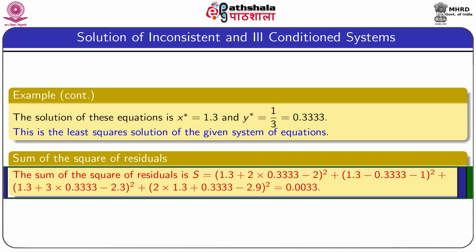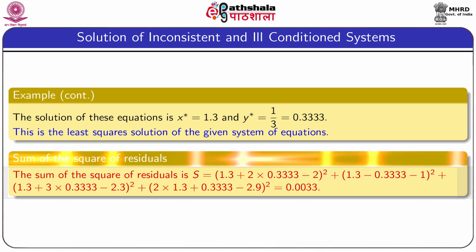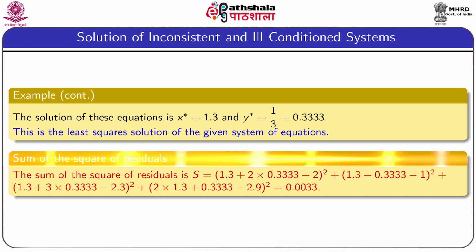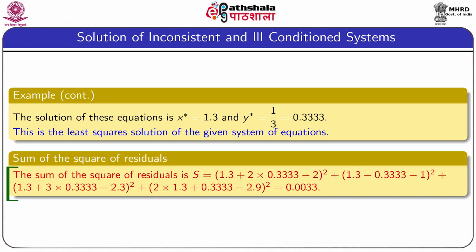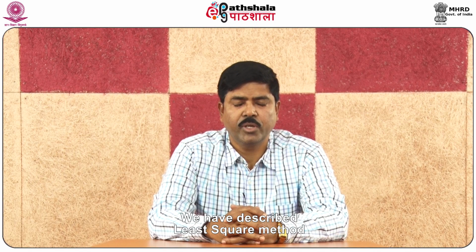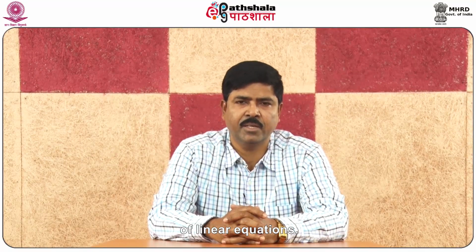Now the sum of squares of residuals is s equal to (1.3, this is the value of x star, plus 2 into 0.3333 minus 2) whole square and so on. After simplification it becomes 0.0033, that means the sum of squares of residuals is 0.0033, which is very close to 0. That means x star equal to 1.3 and y star equal to 1/3 is a good solution of the given system of linear equations. We have described the least square method to solve an inconsistent system of linear equations.